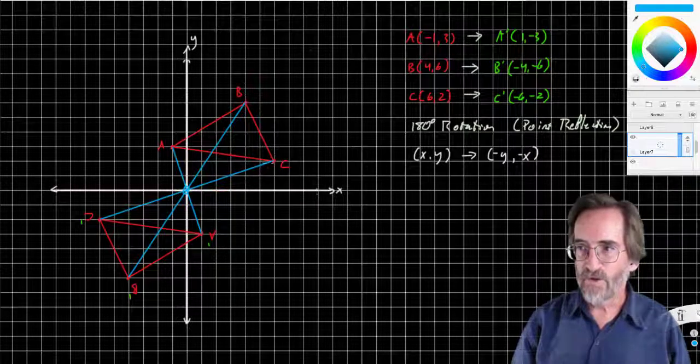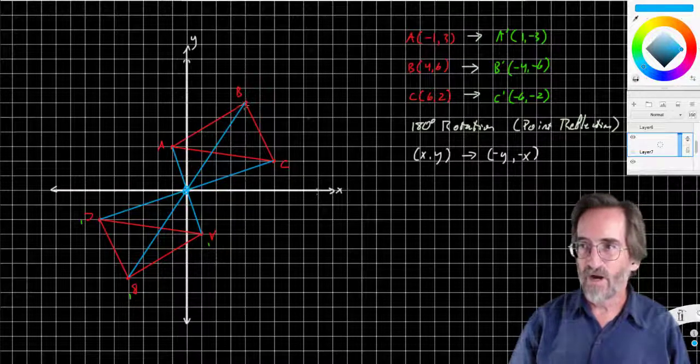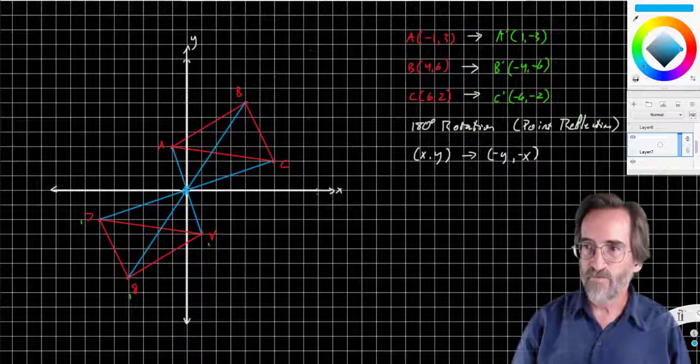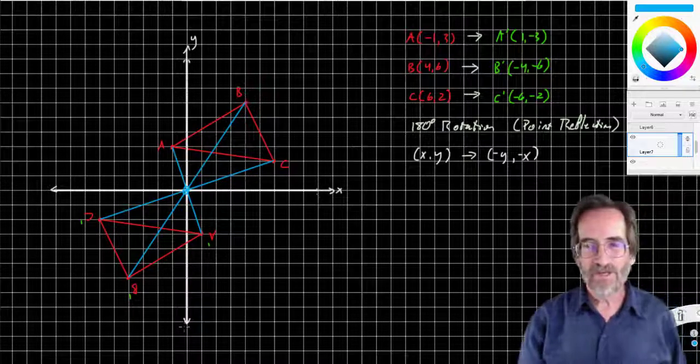If I go the opposite side of the origin from C, I get C prime. If I go the opposite side of the origin from B, I get B prime. If I go the opposite side of the origin from A, I get A prime. All right, so that's rotation for you.